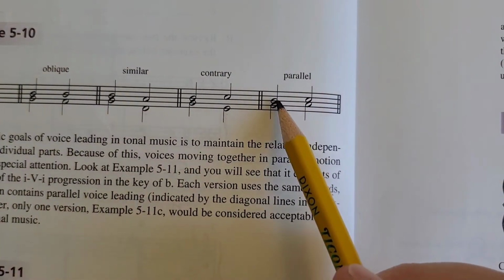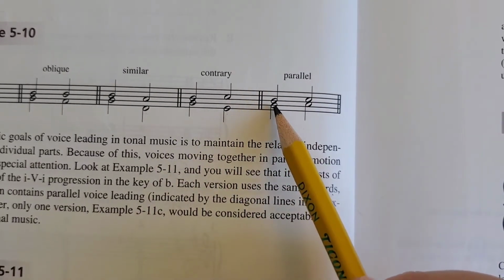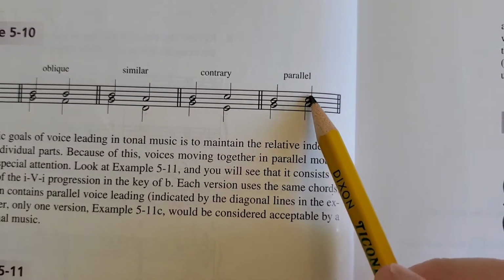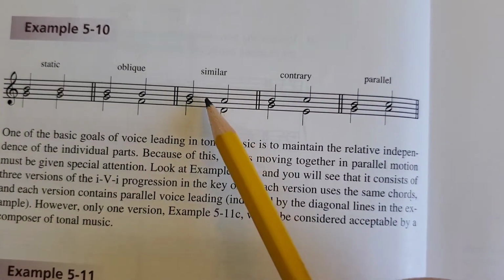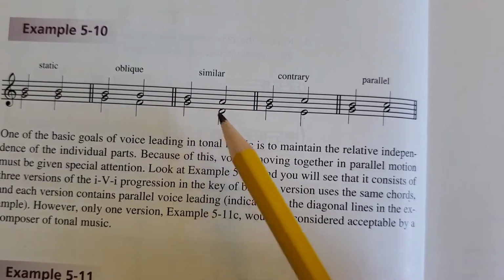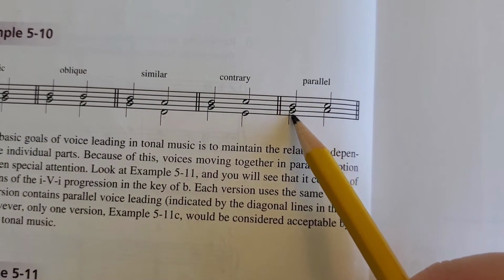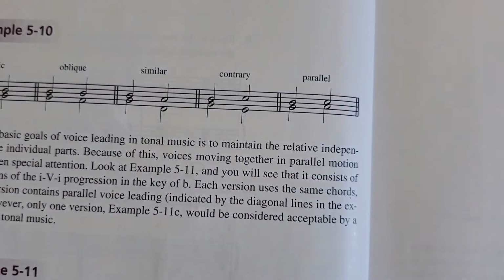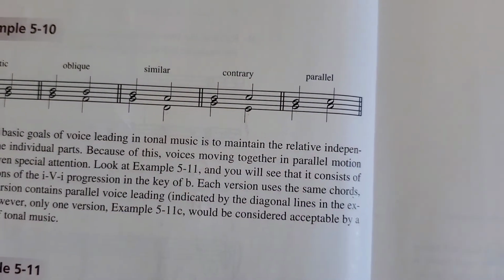Notice in parallel motion, they're moving in the same direction. They're both moving up, but the distance between them is the same. So in similar motion, the distance between them is different, moving in the same direction. But here, the distance between them is the same, parallel motion. So a third moving to a third, but they have to move in the same direction.